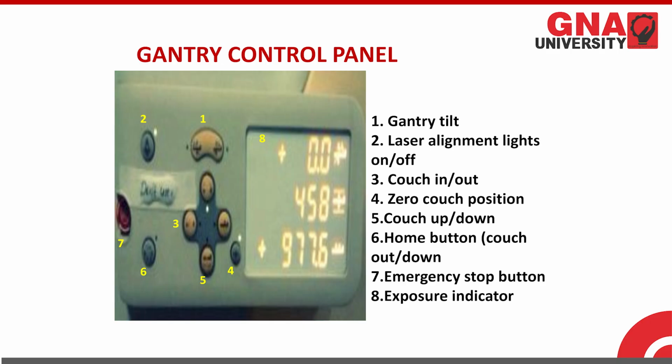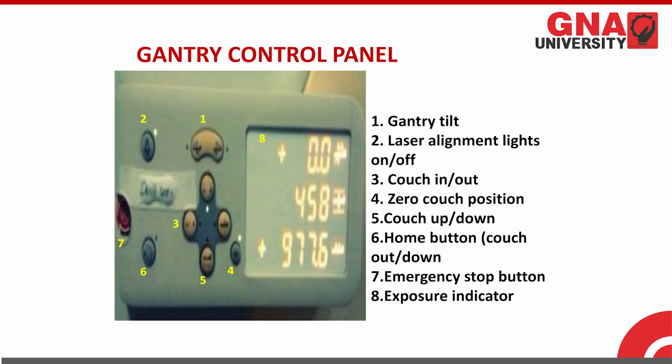Fourth is the 640 couch position. When we press this particular button, the couch returns back to its original state or default alignment. Fifth, couch up and down. So with these two buttons, we can move the couch up and down.